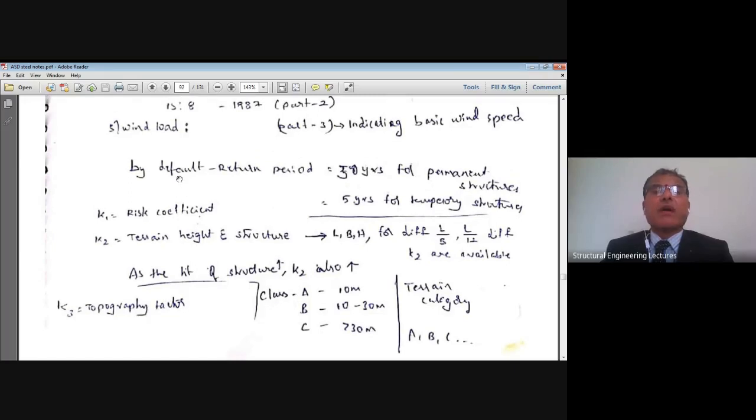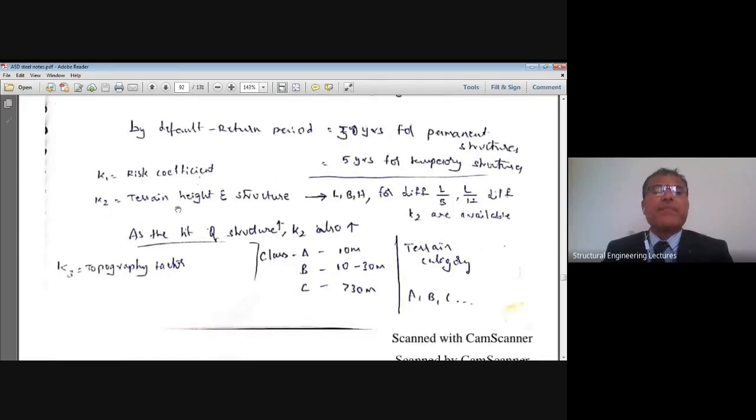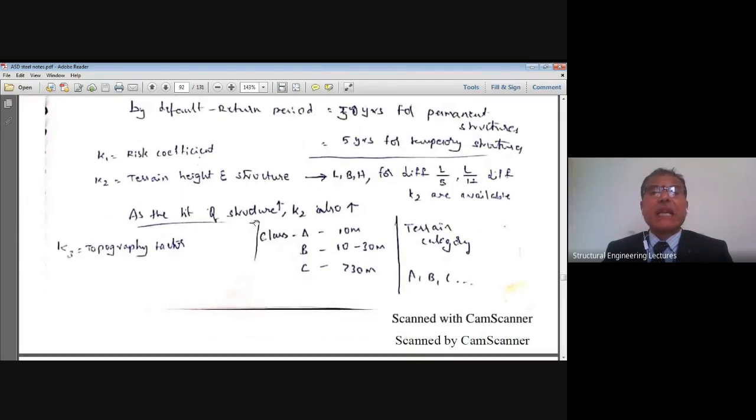Whereas for return periods, it is 50 years for permanent structures, or the structure may be a temporary structure which is designed only for 5 years. There we can see what the risk coefficients K1 are from IS 875 part 3. Similarly, class A means where the maximum size is 10 meters. If the size is between 10 to 30 meters, class B. If the size is greater than 10 meters, class C, right?